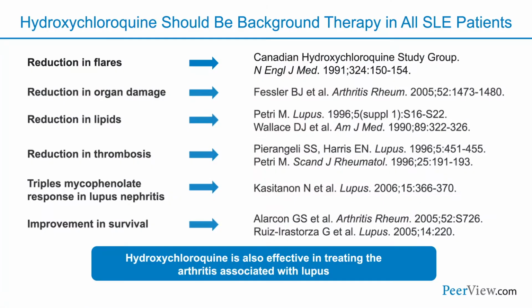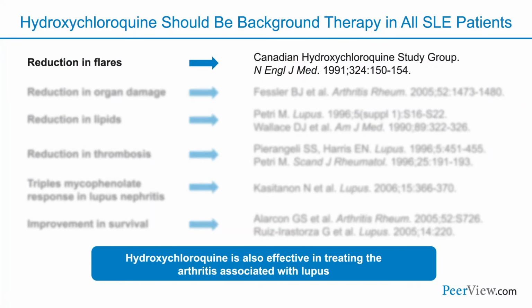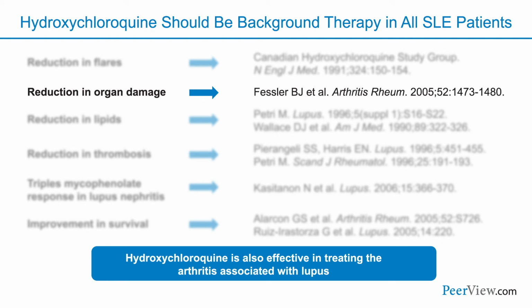Now, what are our current treatment approaches? Hydroxychloroquine is the most important thing that we do for lupus. We feel so strongly about this that we think it should be background therapy in all lupus patients for so many good reasons. It does help skin and joint activity. Those are the most frequent organ manifestations of lupus. It can reduce flares in half. It reduces later organ damage.